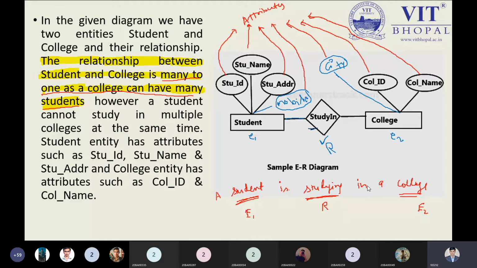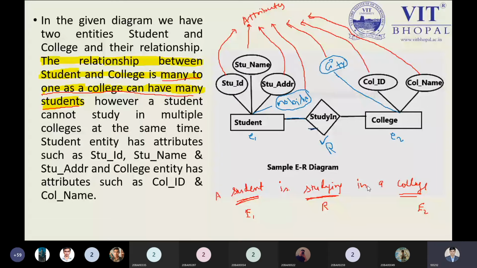This is only the reading of the statement, from which direction you want to read. So here I am writing that a student is studying in a college. Many students can study in a college. It is also possible. So at a time, my relationship becomes many to one. But here my written statement is saying one to one only. This is only meaning.